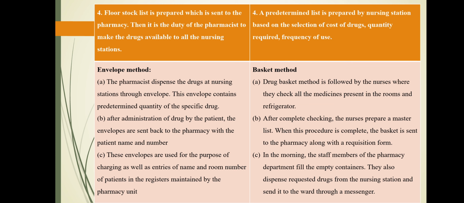Envelope method in charge system and basket method in non-charge system. So basically in the envelope system we will be using an envelope through which we will get the medications. In the previous point, the fourth point, a floor stock list was sent to the pharmacy department through the nursing station. So the pharmacy department people will keep the medications in the envelope and write the patient's number, name, and ward number on the envelope.